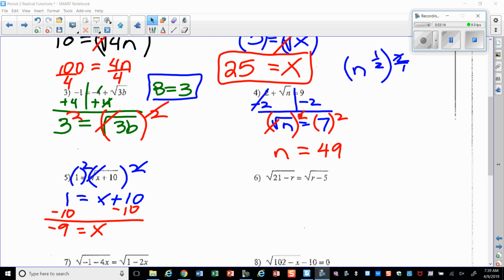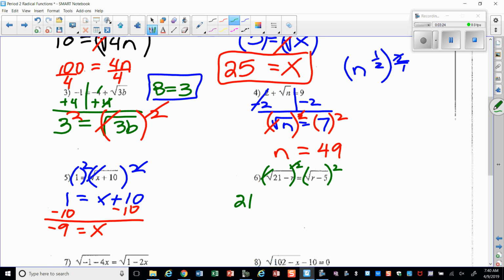Okay, if you have radicals on both sides, you just simply square both sides. All right, you want to get rid of the radicals, so you square both sides. And then the radicals go away, and I have 21 minus r, and that goes away, and I have r minus 5. Okay, so you always do the inverse to get rid of something.